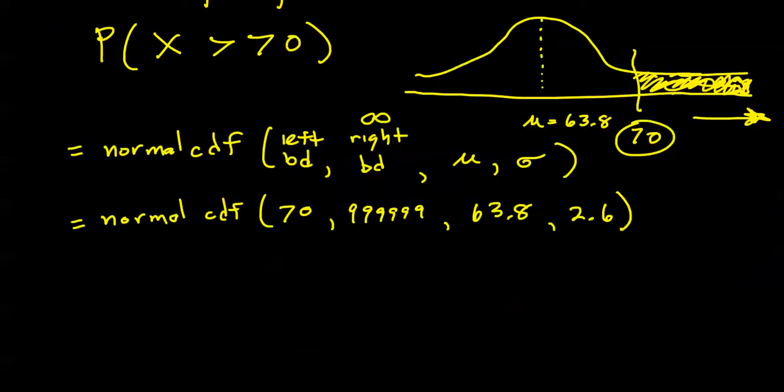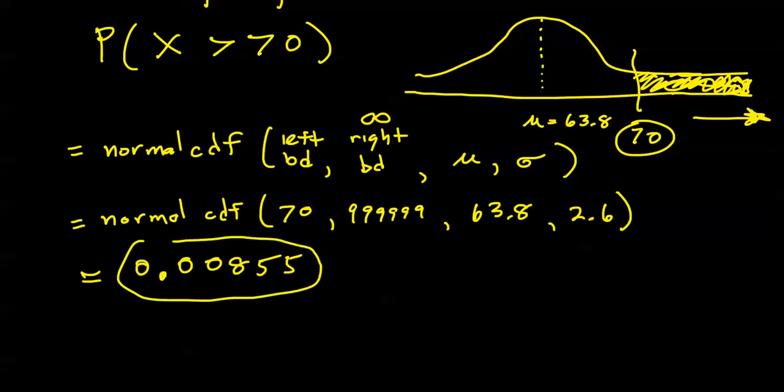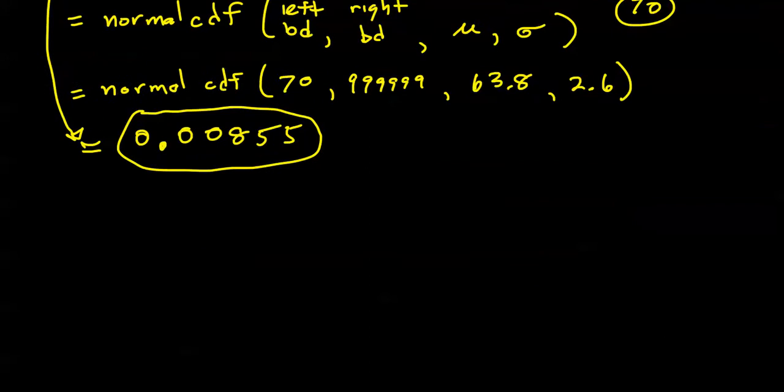So I'll punch this out on my calculator, and I get 0.00855, I'll call it. Rather a low value of probability here, as you might expect. It's something less than 1%, right? So there's our normal CDF command in the non-standard case.